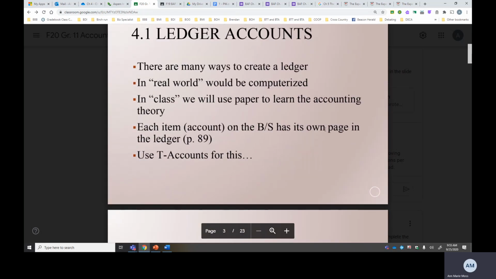So, ledger accounts. There are many ways to create a ledger. In the real world, everything's computerized. In class, we're going to use paper to learn the accounting theory. Each item on the balance sheet is an account and has its own page in the ledger. And we're going to learn about T accounts and how they help us learn about the ledger.